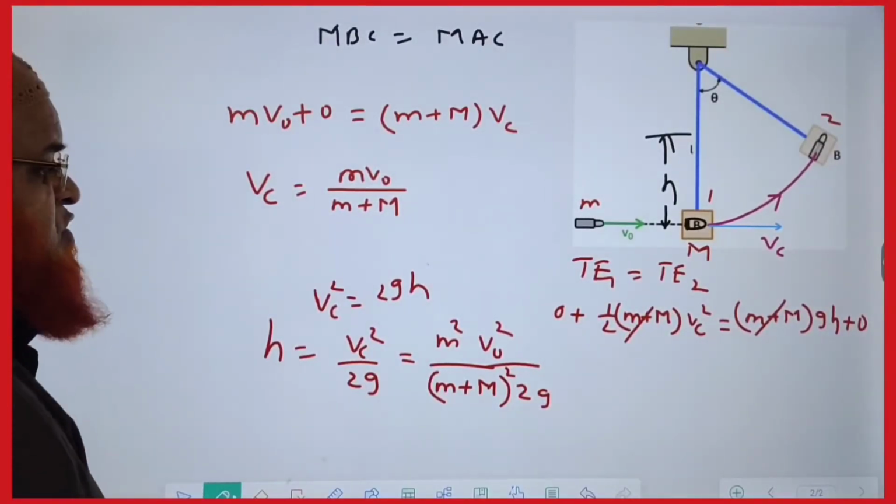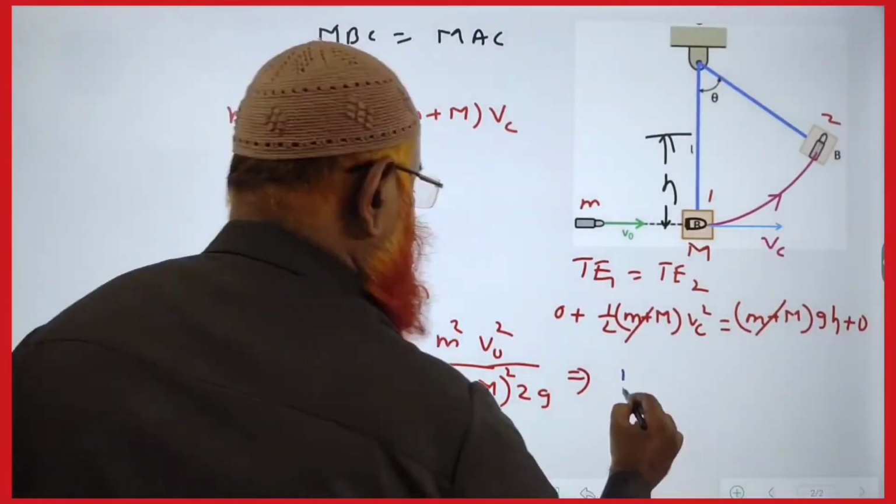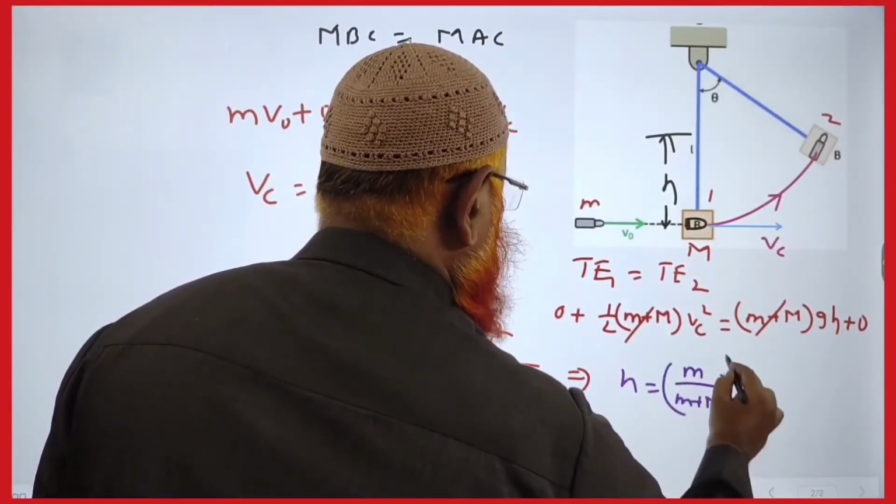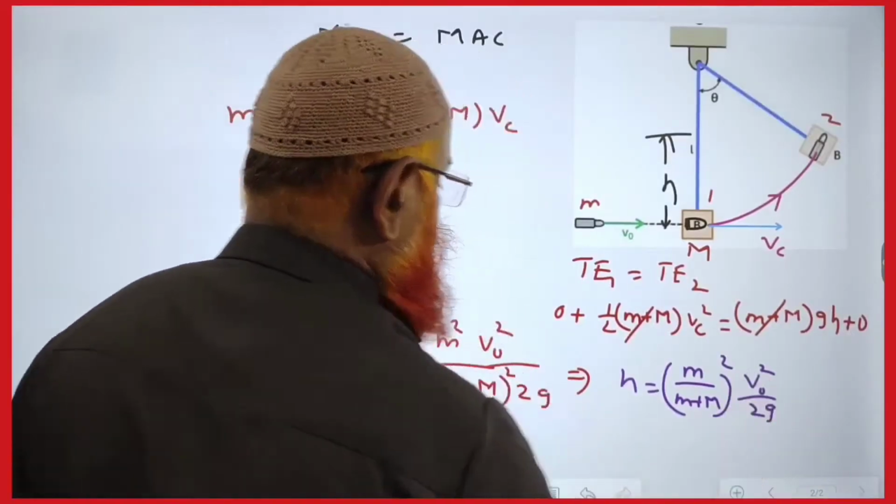So we can just simplify this formula and keep it like this. This implies that height h is nothing but m by small m plus capital M whole square into v0 square by 2g. That's it. Okay.